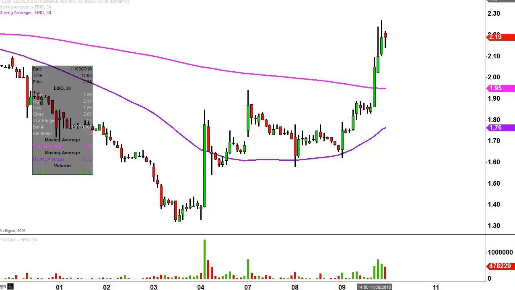So not to state the obvious, but I will anyways. Very nice past few days. To think that not that long ago the price was down around $1.35, and now it's up above $2. So very nice price movement.